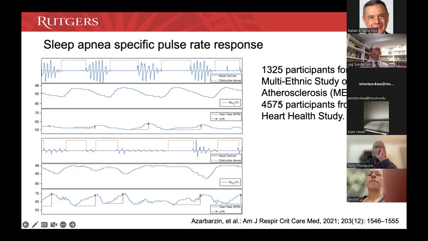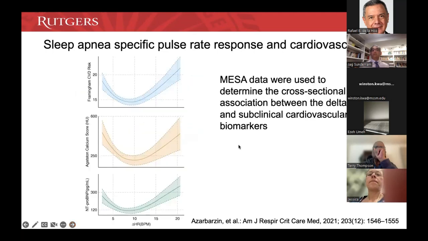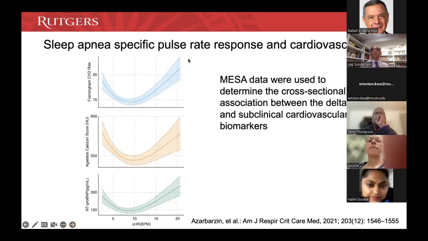And they looked at the MESA database of over 1,300 participants, and they looked at intermediate cardiovascular risk factors. What they showed was a U-shaped distribution of changes in subclinical cardiovascular biomarkers, meaning that when you either had a low heart rate response or a very high heart rate response, you had increased risk, at least these biomarkers seem to be high. Like the calcium score, the NT-proBNP, and the Framingham cardiovascular disease risk.